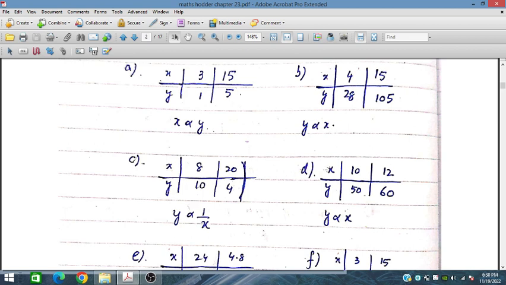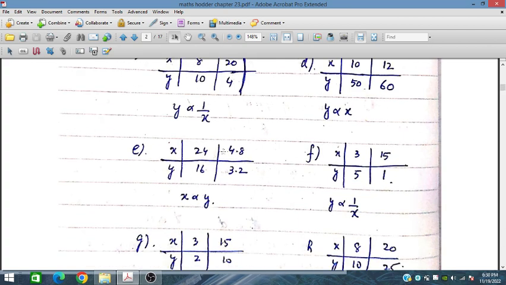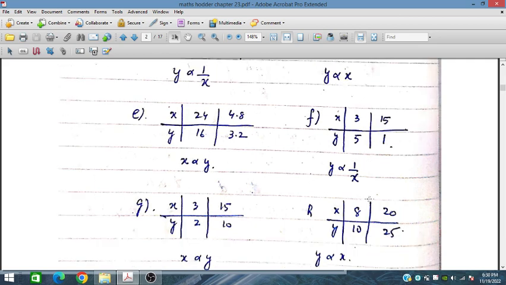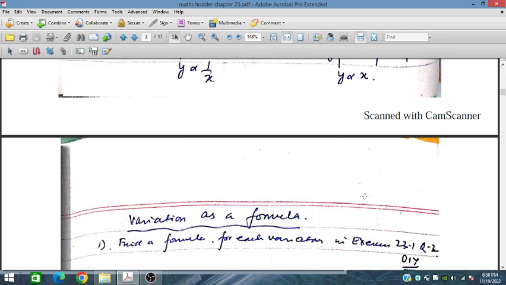Now we have x is 10, correspondingly y is 50; x increases to 12, y is 60. So this is direct proportion. Similarly, x decreases, y decreases. So this is again direct proportion. Here x is 3, y is 5; x is 15, y is 1. So this is an inverse relationship, because x increases and y decreases.